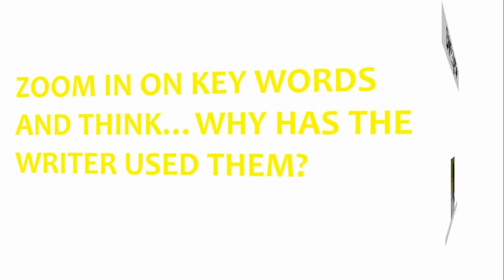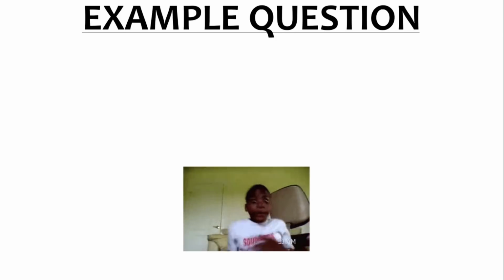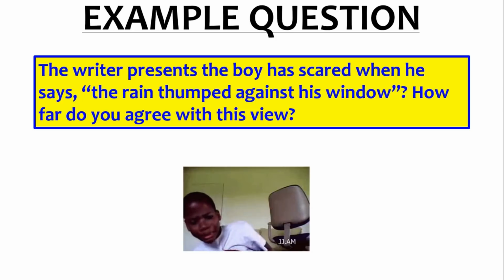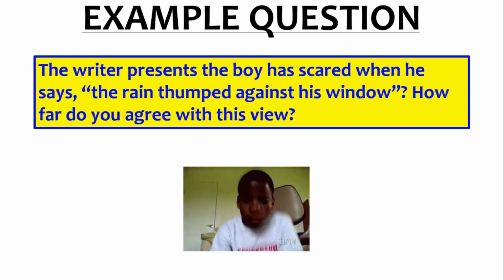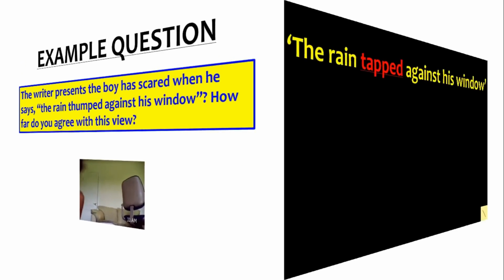Okay, so we're going to zoom in on keywords and think why has he used them. So I've used this example question on video 2 as well, but I've changed up the question a little bit so it applies to this one. So the question would be, the writer presents the boy as scared when he says the rain thumped against his window. How far do you agree with this view? So you can look at that quote and say, how far do you agree that the boy is presented as being scared? Remember, like I said, it's much easier to agree and say, yes, the boy is scared.